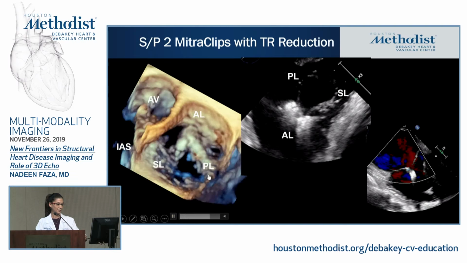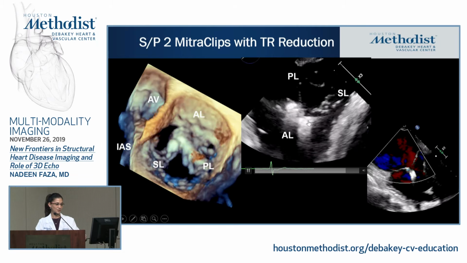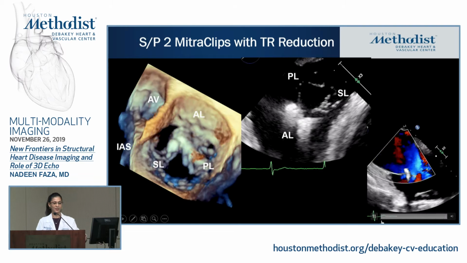We have a clip going anterior, posterior leaflet, another clip septal to anterior. You can see this on the transgastric views. This is your clip going septal to anterior, anterior to posterior, and there was a significant reduction in tricuspid regurgitation.